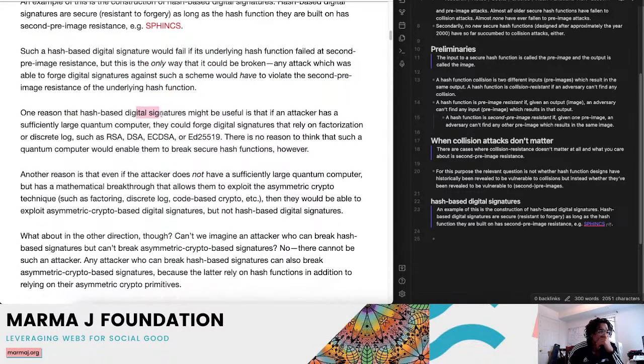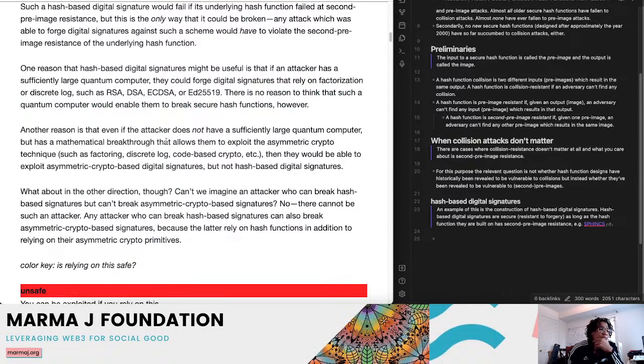One reason that hash-based digital signatures might be useful is that if an attacker has a sufficiently large quantum computer, they could forge digital signatures that rely on factorization or discrete log, such as RSA, DSA, ECDSA, or Ed25519. There is no reason to think that such a quantum computer would enable them to break secure hash functions, however. Another reason is that even if the attacker does not have a sufficiently large quantum computer, but has a mathematical breakthrough that allows them to exploit the asymmetric crypto technique, such as factoring, discrete log, code-based crypto, etc., then they would be able to exploit asymmetric crypto-based digital signatures, but not hash-based digital signatures.